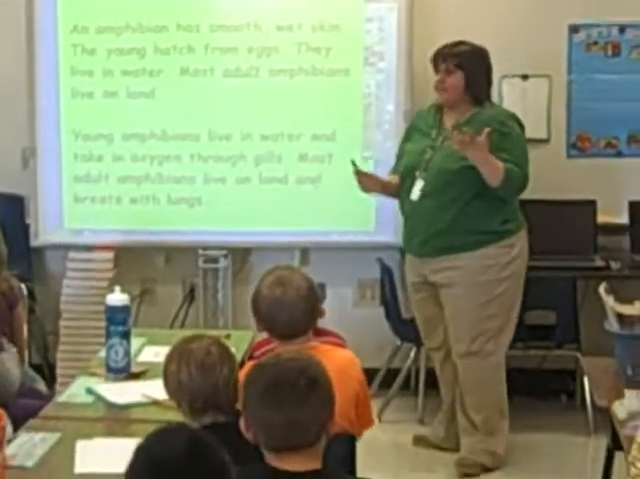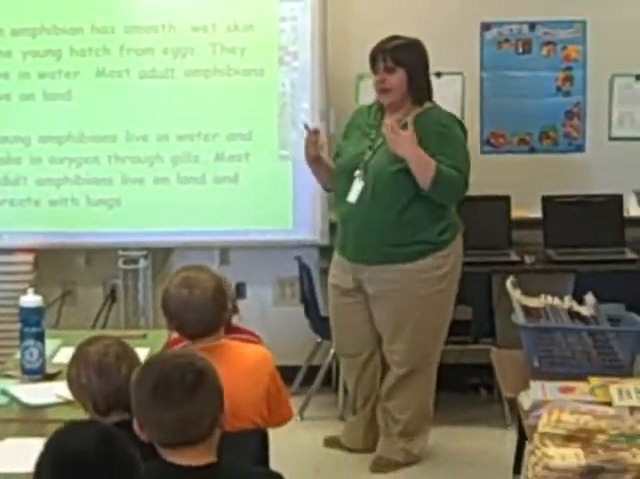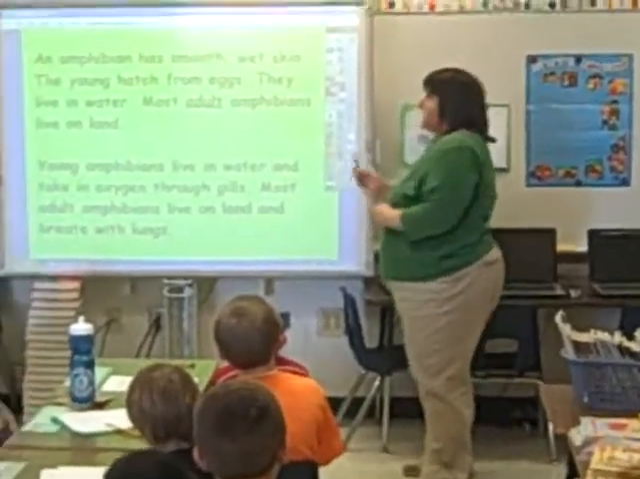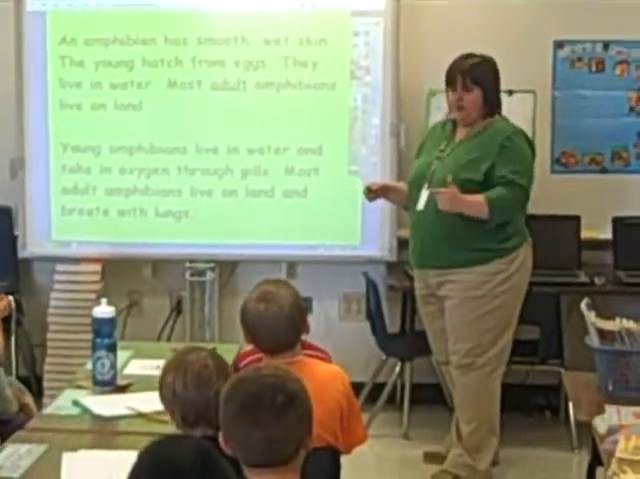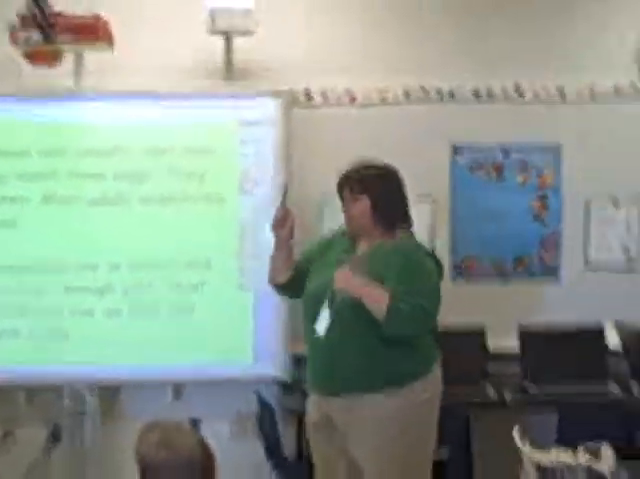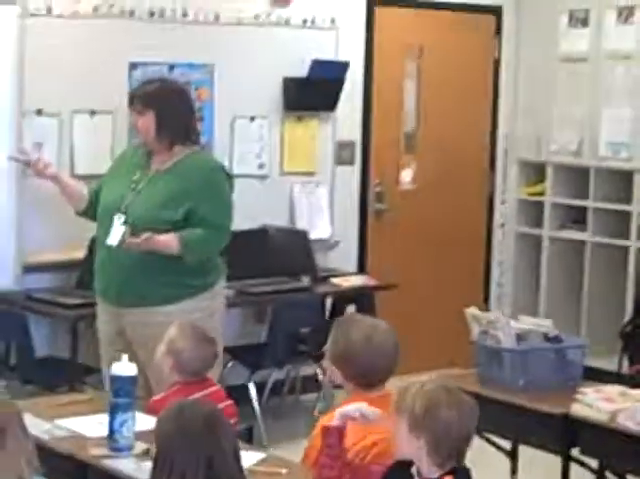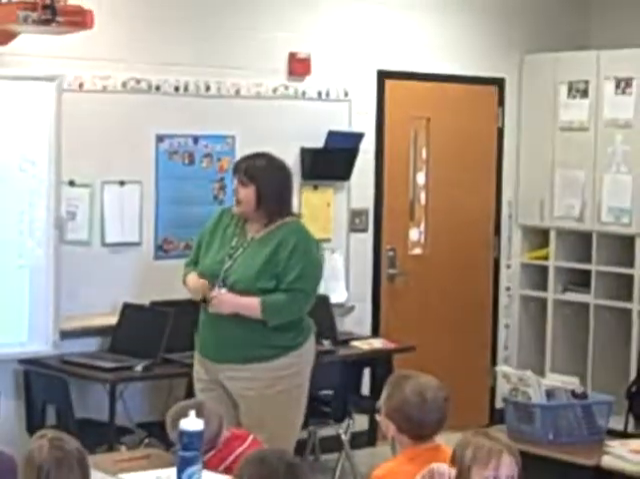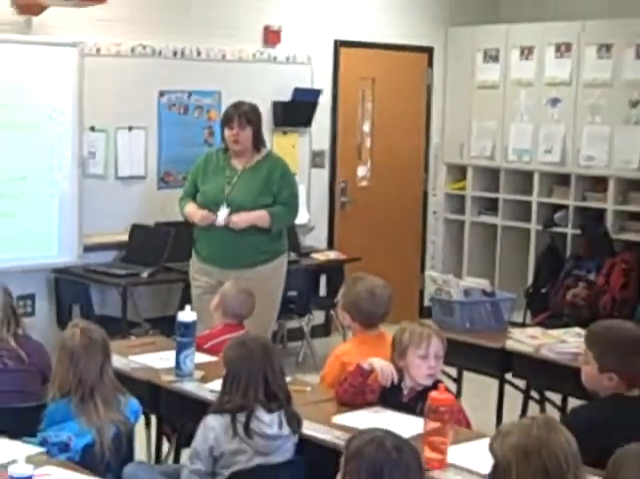The young hatch from eggs. Kind of like birds that we talked about yesterday. They live in water when they're young. That's when it says they, that's who they're talking about. The young. And when they get to be an adult, then they live on land, like a frog. And it says down here, young amphibians live in water and take in oxygen through their gills.